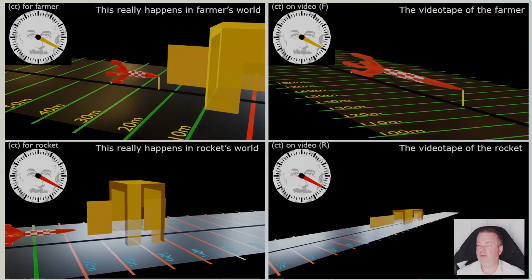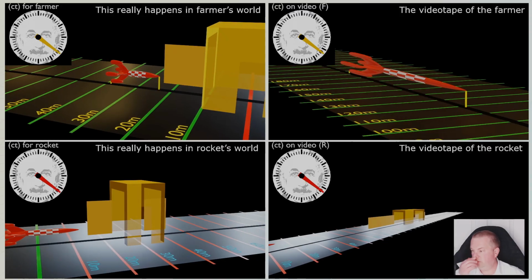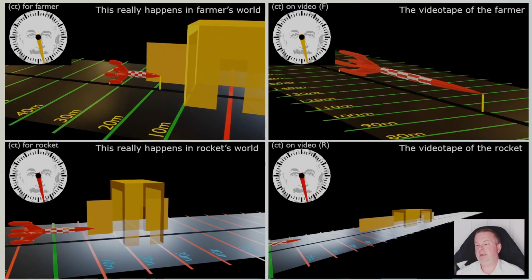And in the previous levels we talked about this, so I'm now just going to show you all the animations at once. Top row, the farmer's world: what actually happens on the left and what the videotape told him on the right. Bottom row, what actually happened on the left for the rocket's perspective and what the videotape looked like on the right. I'm not going to talk a lot about this because I did in the B and the A level. So let's look at the animations.